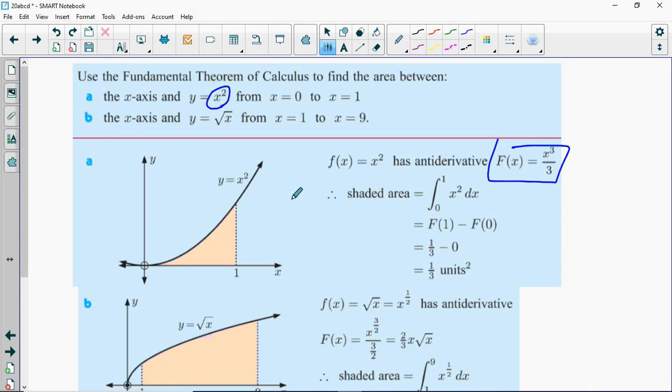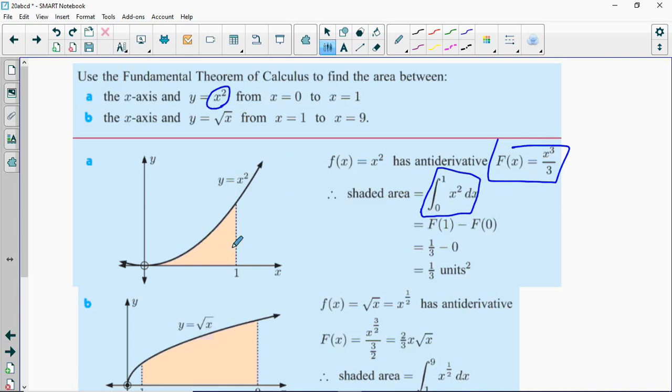So we want to know the area underneath x squared from 0 to 1. In other words, we want to know the integral of x squared from 0 to 1. Using the fundamental theorem of calculus, that's going to be big F of 1 minus big F of 0. It's always top minus bottom. Big F of 1, that's when we put 1 into this function. That's going to get us 1/3. Big F of 0 is when we put 0 into here. It's going to get us 0. 1/3 minus 0 is 1/3. That is the exact area underneath this curve.